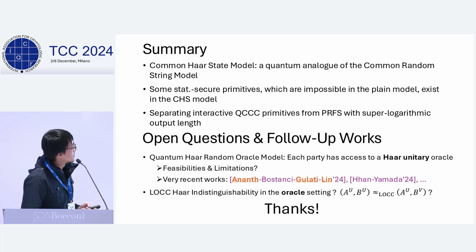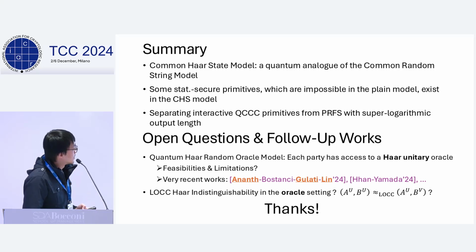Yeah, and here's the summary. We define the common hard state model, which is the quantum analog of the common random string model. And we show some statistically secure primitives exist in this model, which are impossible in the plain model. And we also show black box separations between interactive QCCC primitives and PRFS with super logarithmic output length.